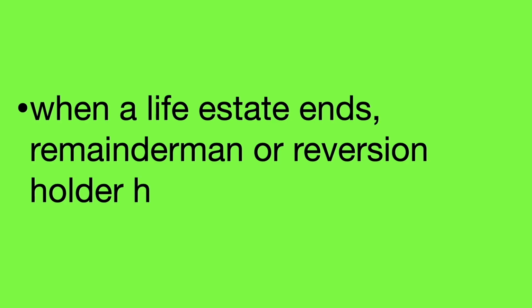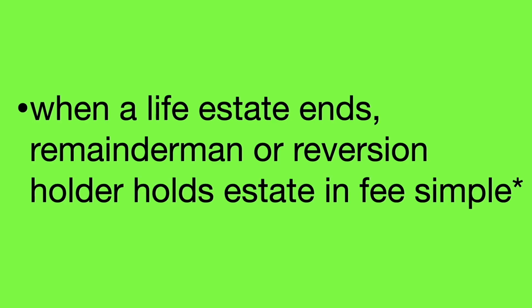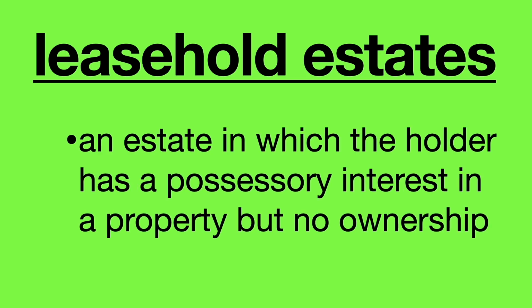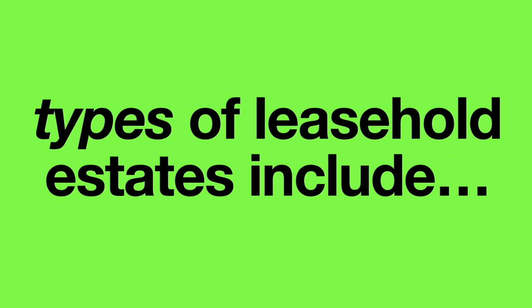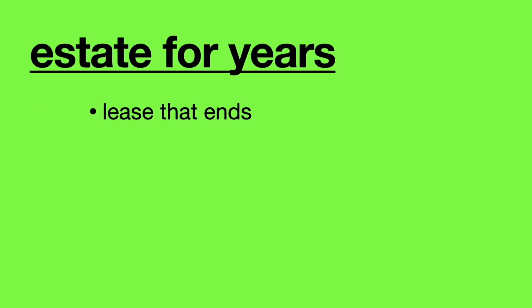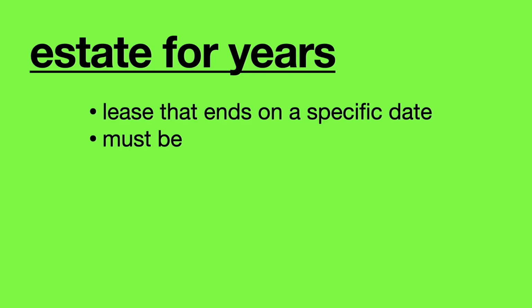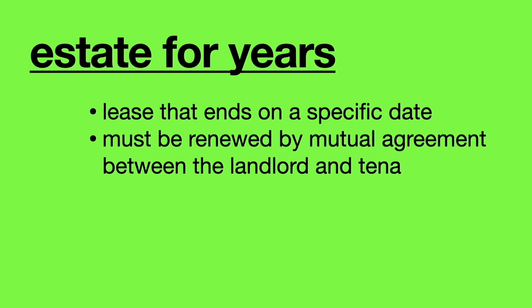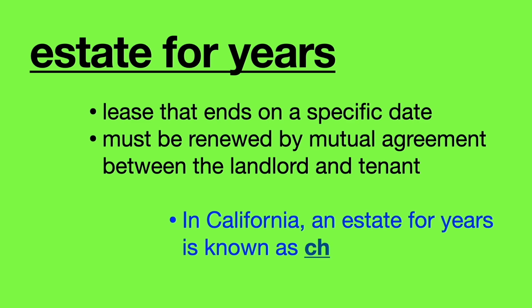When a life estate ends, the remainderman or reversion holder holds the estate in fee simple. A leasehold estate is an estate in which the holder has a possessory interest in a property but no ownership. Types of leasehold estates include: an estate for years is a lease that ends on a specific date and must be renewed by mutual agreement between the landlord and tenant, aka chattel real.